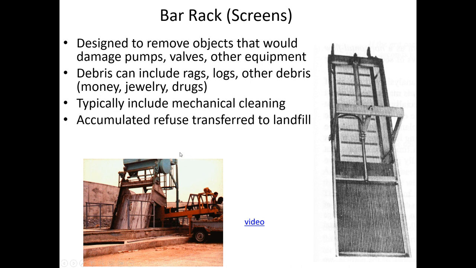Here's a photo of a bar rack that has a conveyor belt that takes any waste that falls from the rack on the conveyor belt and loads it into a trailer. So we'll look at a video of a bar rack.